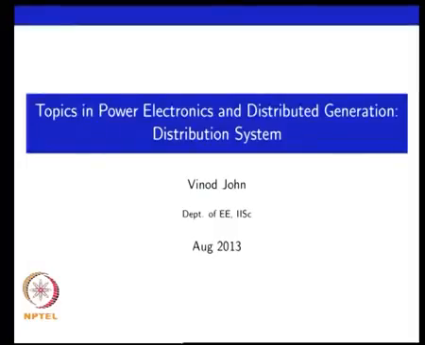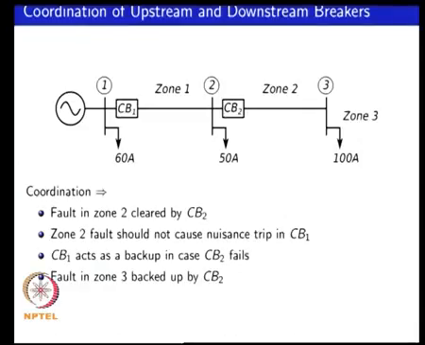Welcome to class 8. In the last class we were formulating the problem of coordinating an upstream and a downstream circuit breaker, so we will continue with that problem. We had circuit breakers 1 and 2, and the question was what do you mean by coordinating these two breakers. We discussed what the requirements should be, including the requirements of the individual breakers.